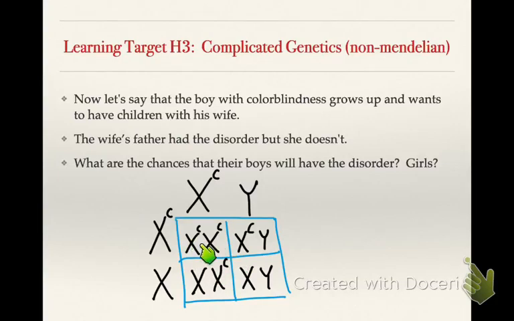Is this one a girl? Yes. That one a girl? No. This one a girl? Yes. That one a girl? No. So it's 2 out of 4. In other words, the odds of having a girl kid are 2 out of 4, which is the same thing as saying 1/2. Your odds of having a boy or a girl is 50-50 just because of how meiosis works and how Punnett squares work. It's 50-50 odds that you're going to get a boy or a girl.